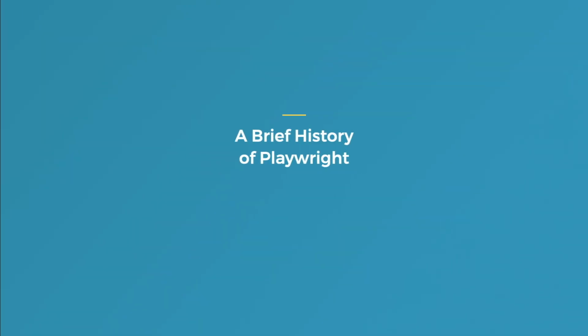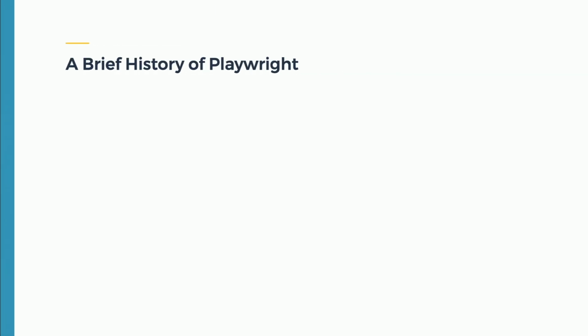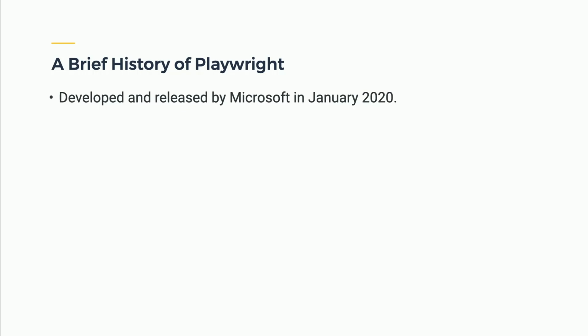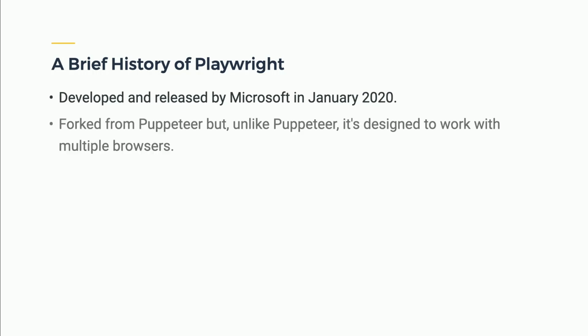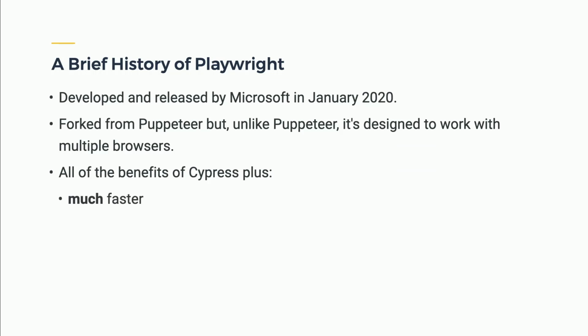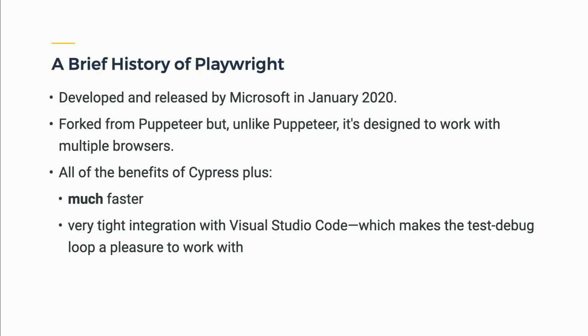Okay, so let's look at a brief history of Playwright. It was developed and released by Microsoft in January 2020. It was forked from the Puppeteer project, but unlike Puppeteer, it's still popular, it's still being used. They designed it to work with multiple browsers. And it has all of the benefits of Cypress, plus it's much faster. I'll show you some numbers later. It has very tight integration with Visual Studio Code, which makes the test debug loop really smooth, and it's a joy to use. And I'm going to give you a demo.